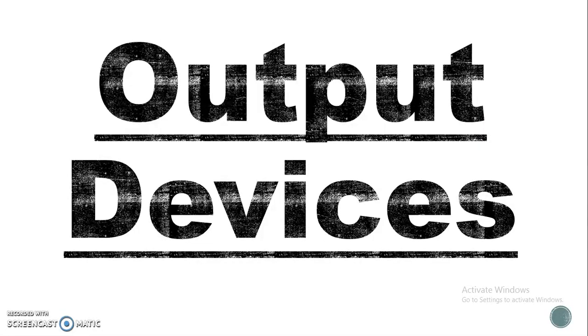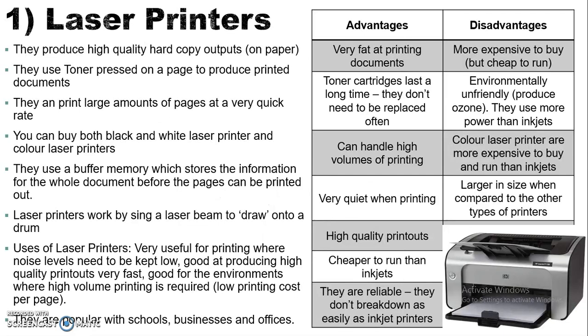Output devices are next. Laser printers produce high quality hard copy outputs on paper. They use toner pressed on a page to produce printed documents. They are able to print large amounts of pages at a very quick rate. You can buy both black and white laser printers or color laser printers.